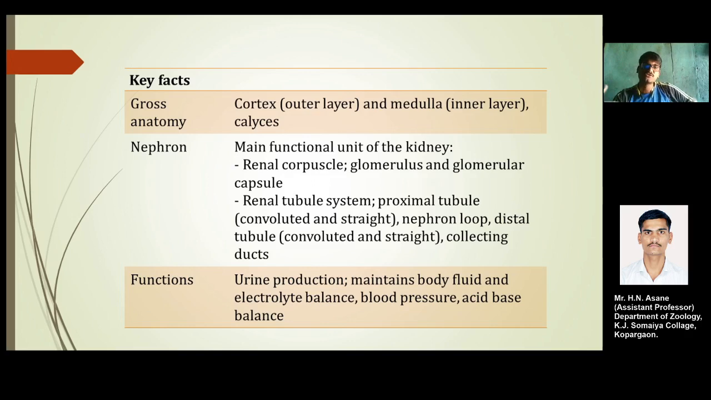So the renal tubule system includes the proximal tubule, okay, which is convoluted and straight, and then the nephron loop and the distal tubules, convoluted and straight. These are the coiled structures elaborating into straight structures, the convoluted tubules. And these convoluted tubules, or proximal tubules, have their specific functions.